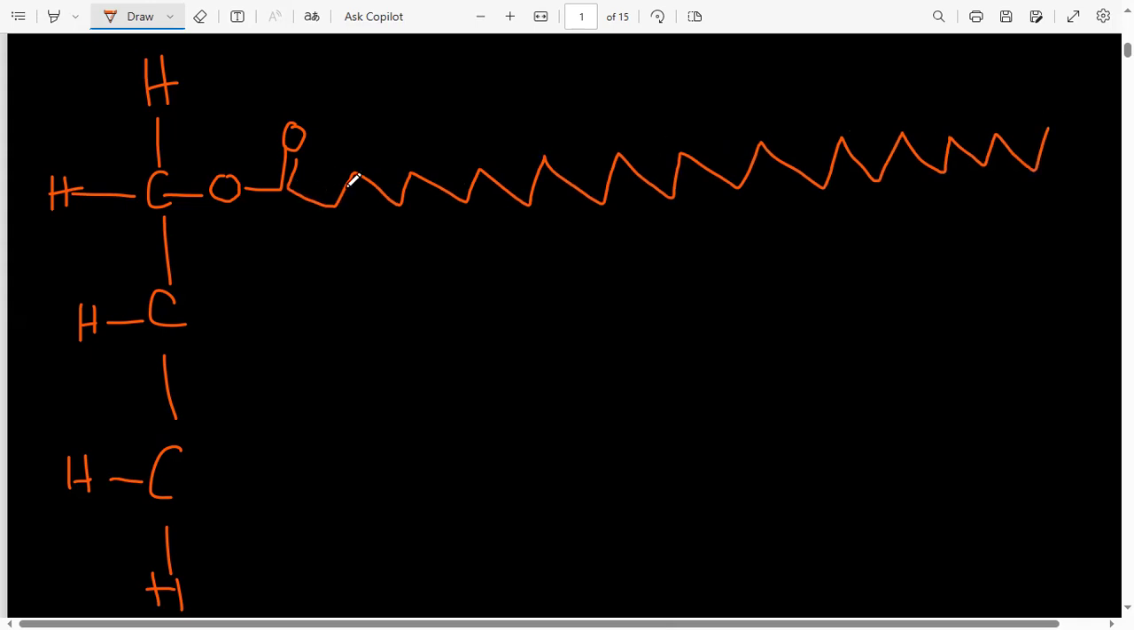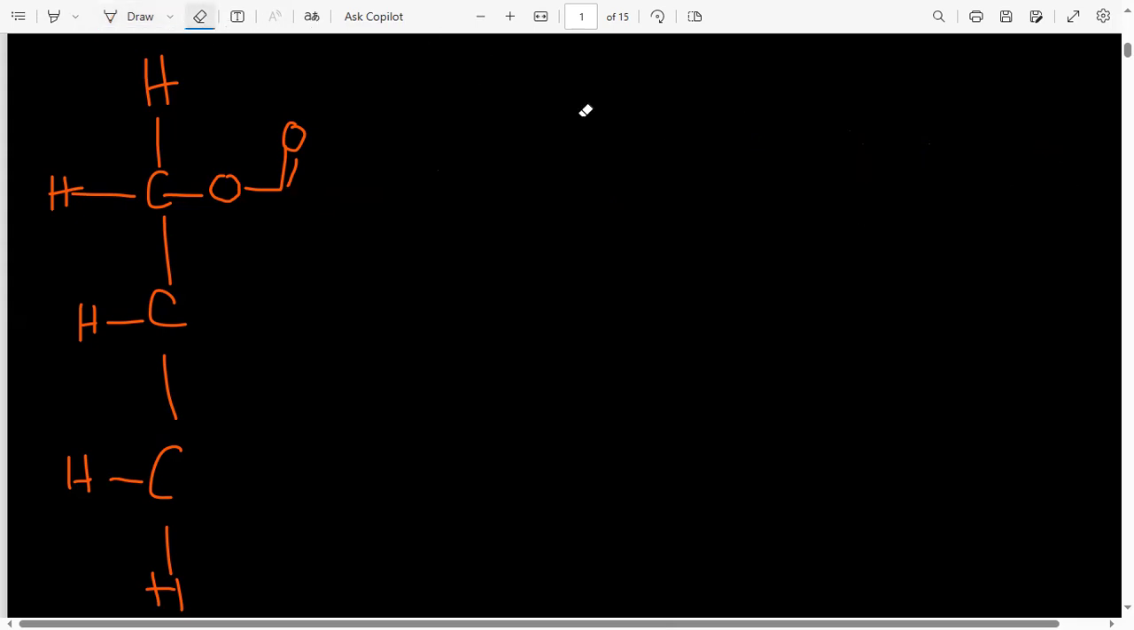So this is 1, 2, 3, 4, 5, 6, 7, 8, 9, 10, 11, 12, 13, 14, 15, 16, 17, 18, 19, 20, 21, 22, 23, 24. Yeah, so I drew an extra carbon there. So yay, everything has gone, but I know it's fine.